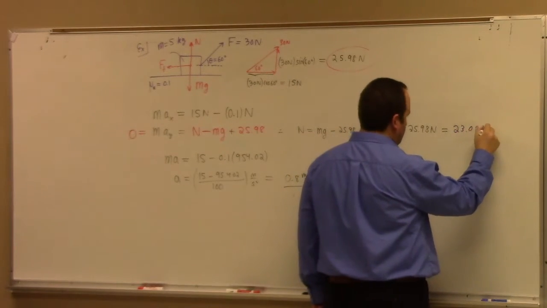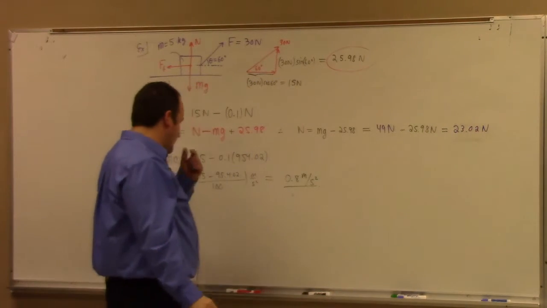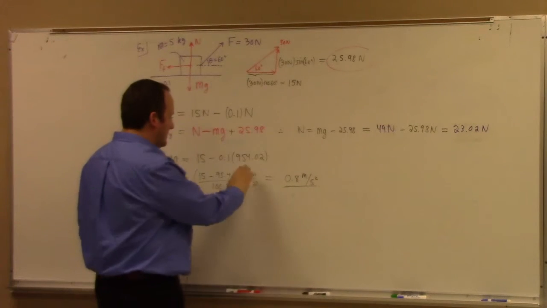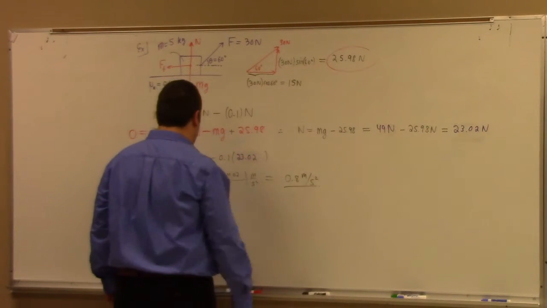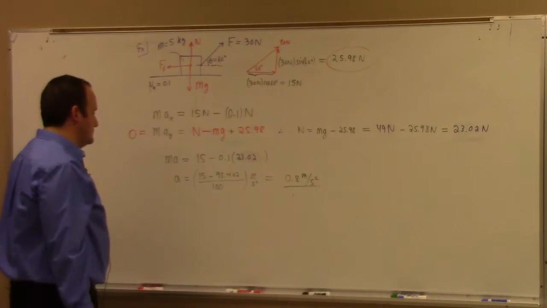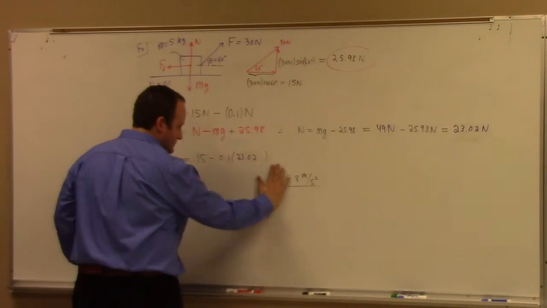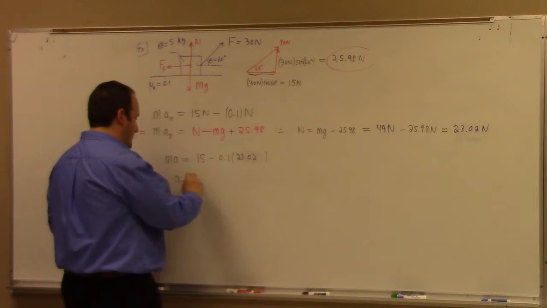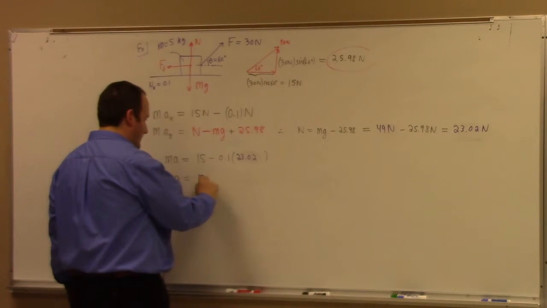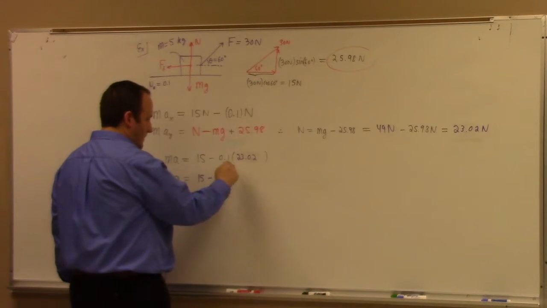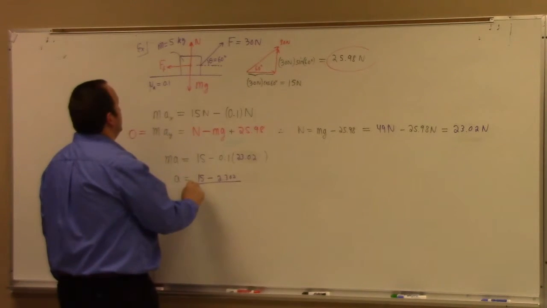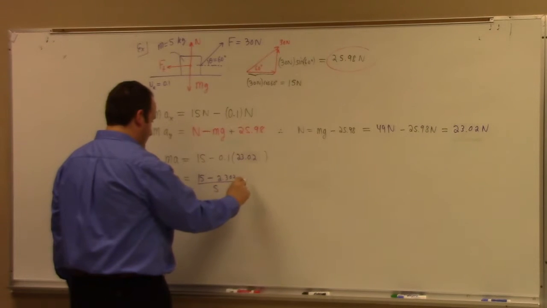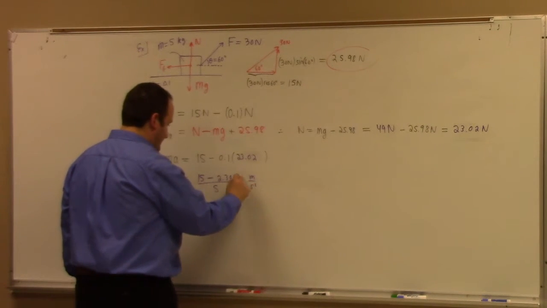All right. So that's the normal force. And now we got it. So that's 15 minus what? 2.302 divided by the mass, which we said was 5. And then that gives me what?